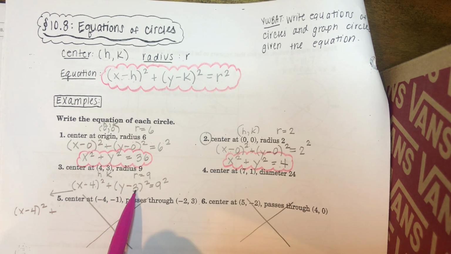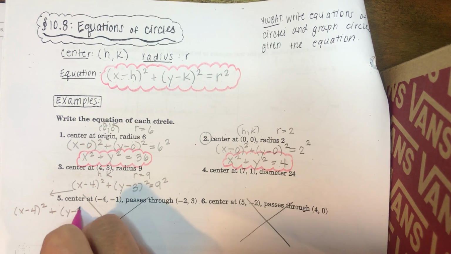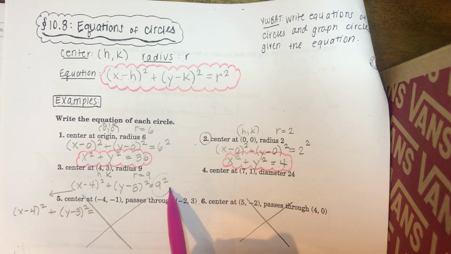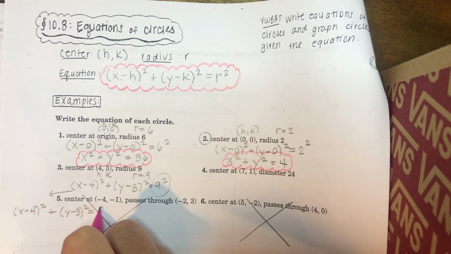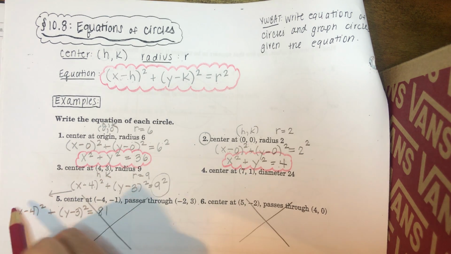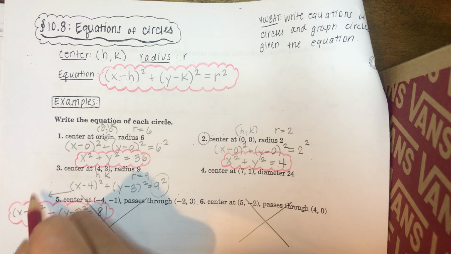so it stays x minus 4 squared plus, can this be simplified? It can't. y minus 3 squared equals, this is the only part that can be simplified. 9 squared is 81. And that's your equation of a circle for number 3.